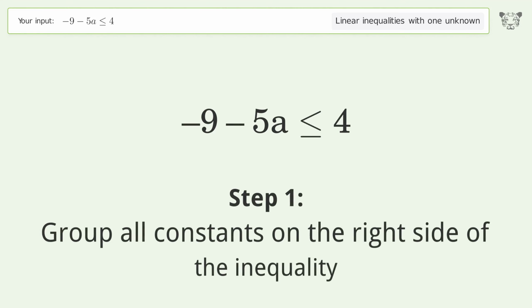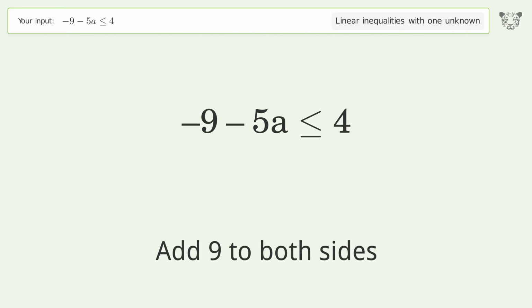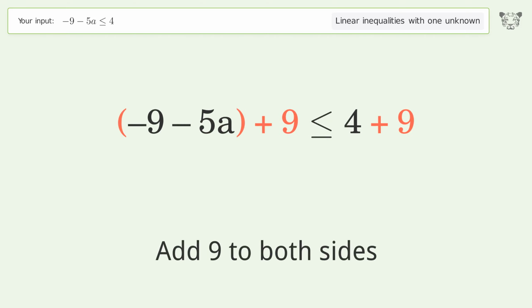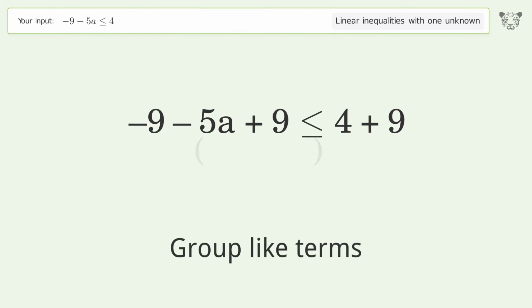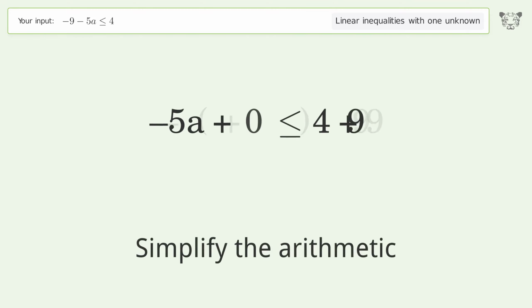Group all constants on the right side of the inequality. Add 9 to both sides. Group like terms. Simplify the arithmetic.